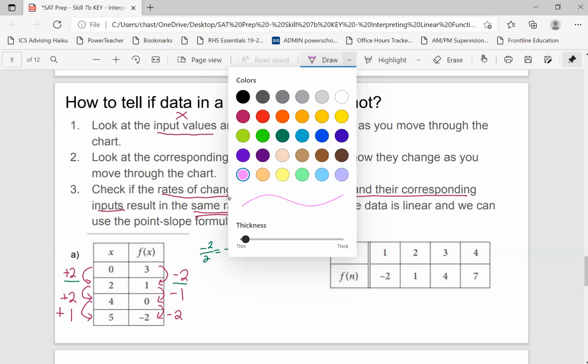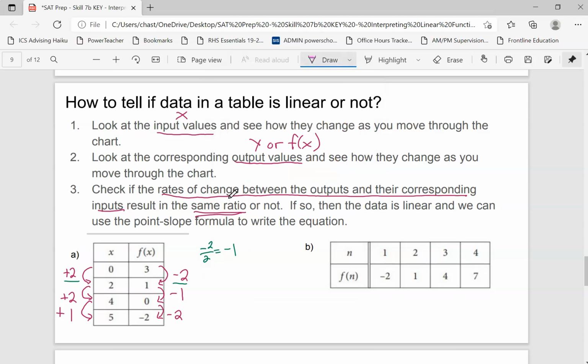I'm going to do a little color coding here. Negative 1 over 2, oh, I shouldn't use x there. That is not equal to negative 1, so this is not linear. And I don't even have to check anything else. It's not linear because we have a set of ratios not the same.